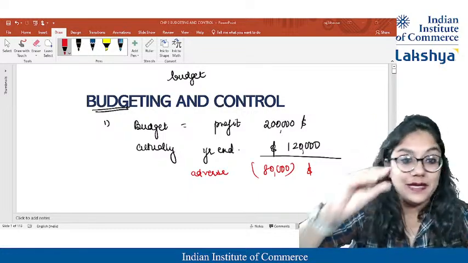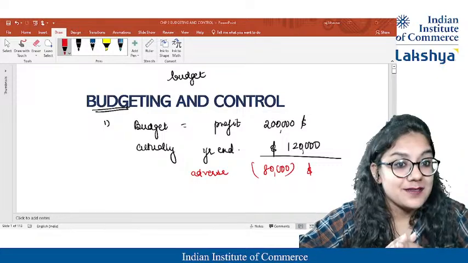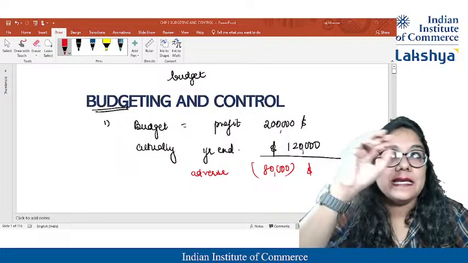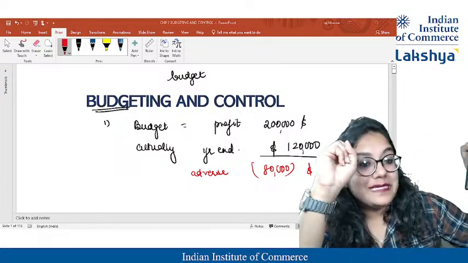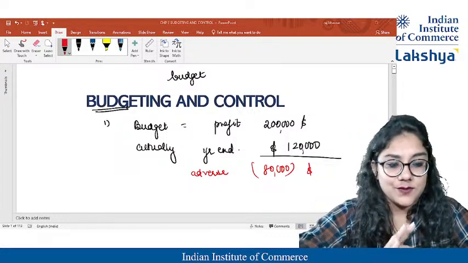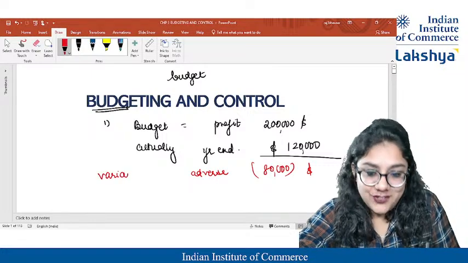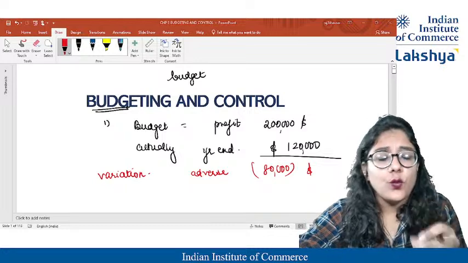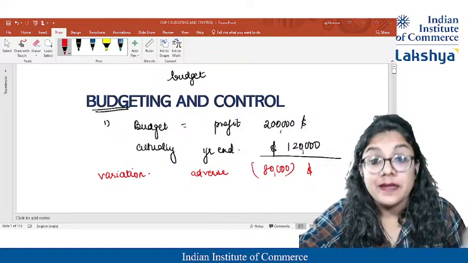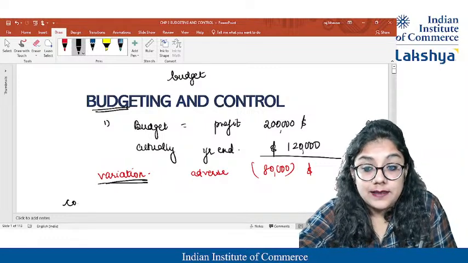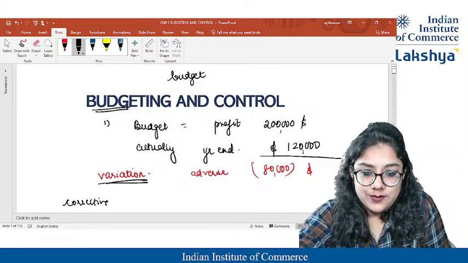Just by calculating this much, will we get marks? It's a super no. So what we did was analyze the day one budget, compare it with the year end, and get the difference. This difference is nothing other than what is known as variations. Once I get the variations, what should I do? After getting variations, I need to take corrective actions.